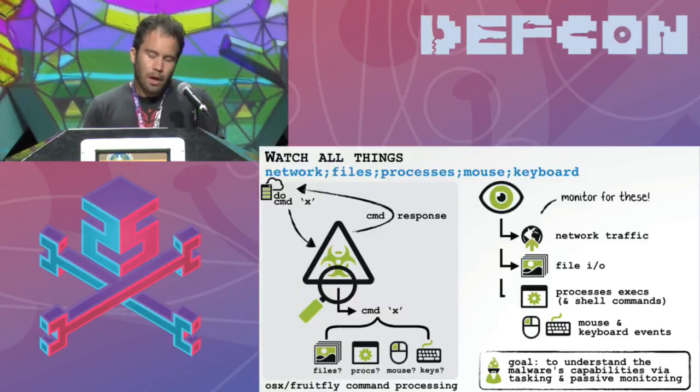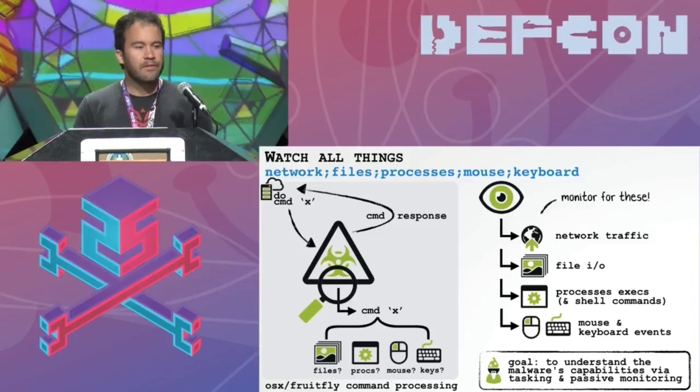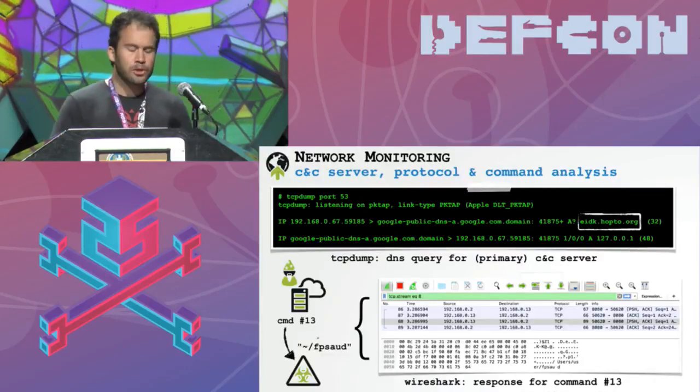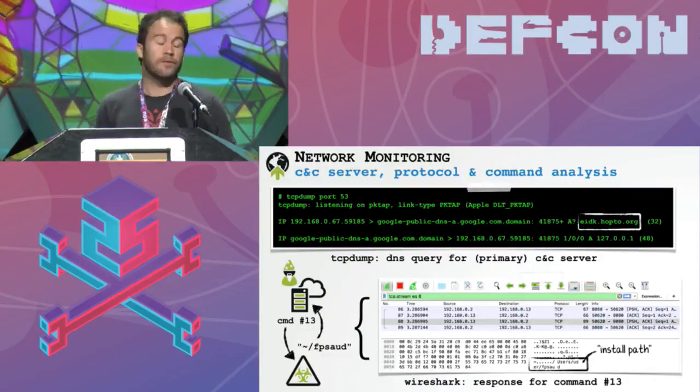So what do we want to monitor? Well, pretty much everything. A given command might create files, write files, spawn off processes, execute shell commands, interact with the mouse and keyboard, or send interesting data back via the network. So we should monitor for all these events so that when we task the malware, we can determine what it's doing via this simple tasking. Let's take a closer look at each of these now.